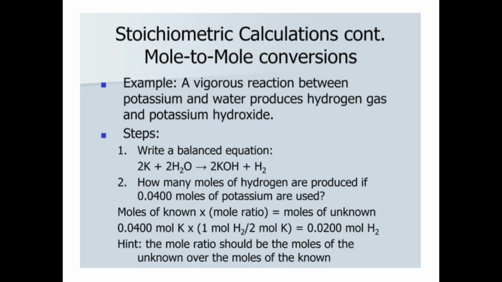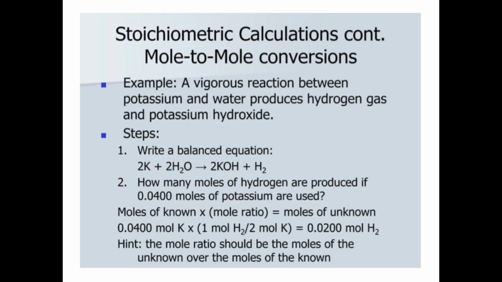If you cross multiply, you are going to have 2x is equal to 0.0400. Then if you divide both sides by 2, your x will be 0.0200 moles of hydrogen. You can use that method. Secondly, you can also use it by saying that moles of known multiplied by mole ratio is equal to moles of unknown. That's another method to use.